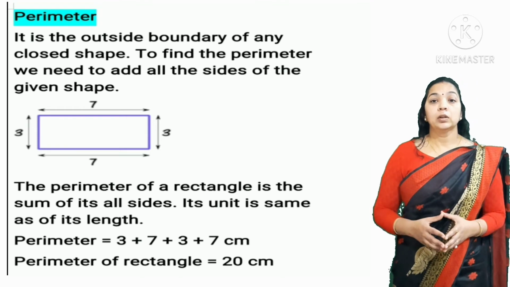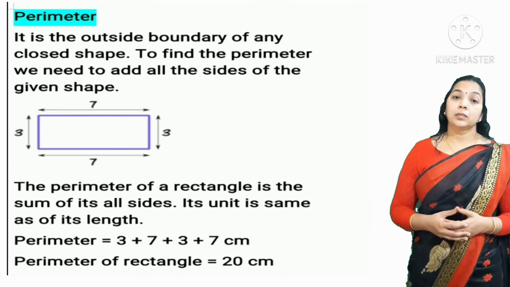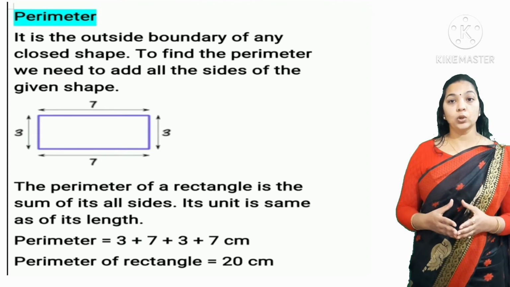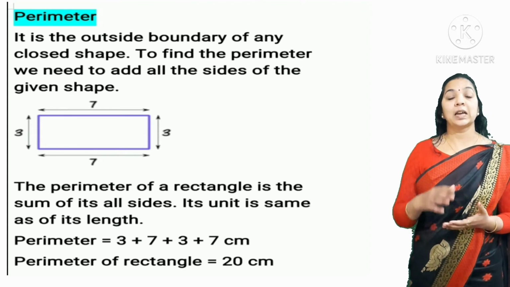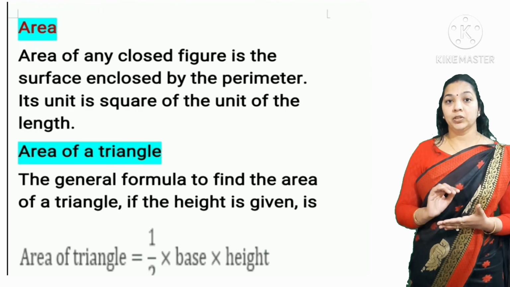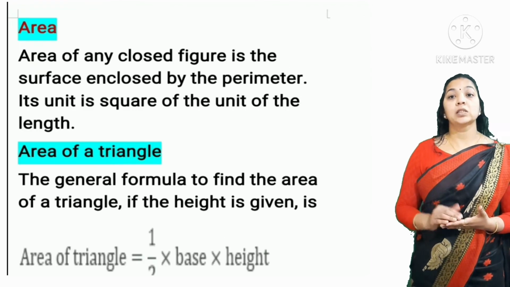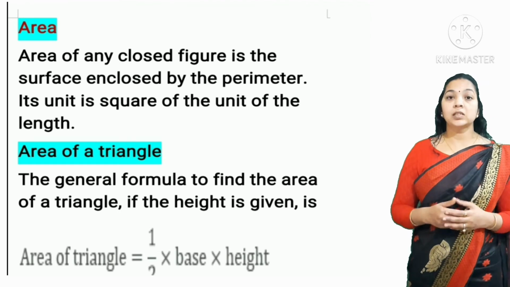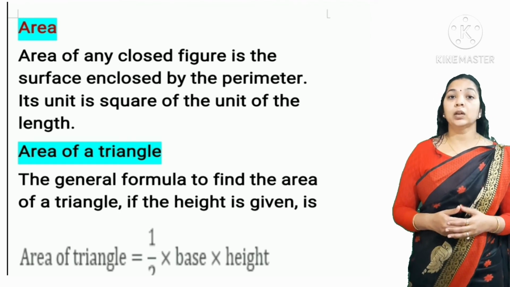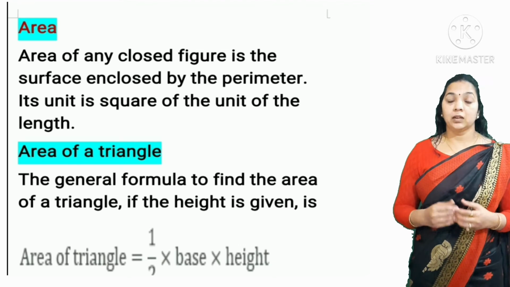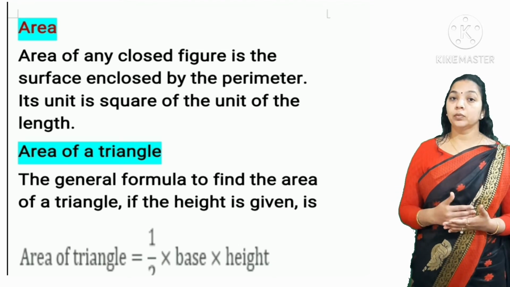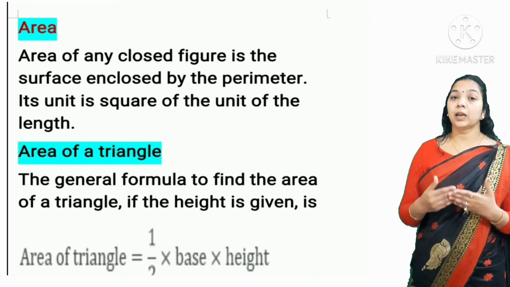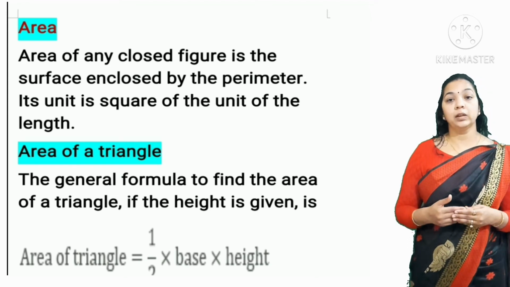Okay, so now the next term is area. What is area? Area of any closed figure is the surface enclosed by the perimeter, and its unit is the square of the unit of the length. In this chapter we are going to discuss the area of a triangle. The area of a triangle we have already learned, but now in this chapter we will calculate the area of a triangle by using Heron's formula.